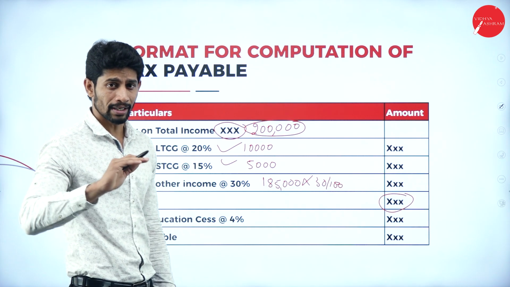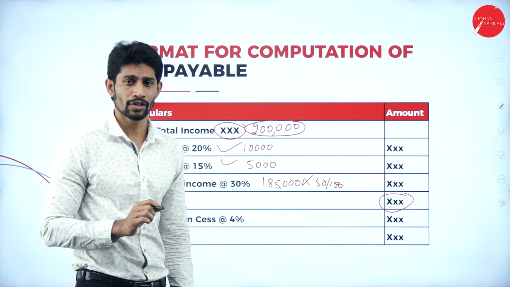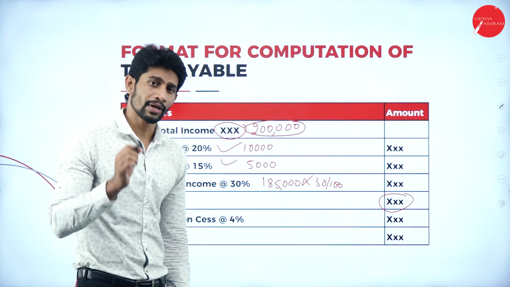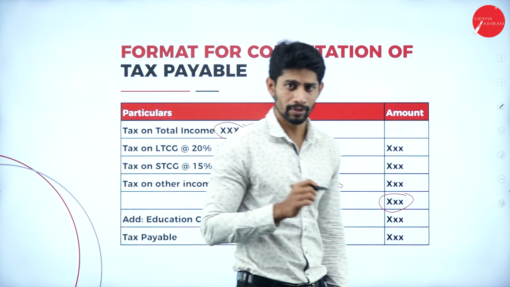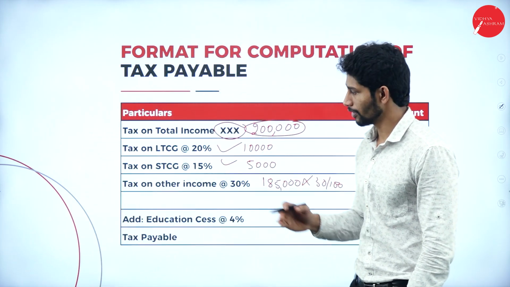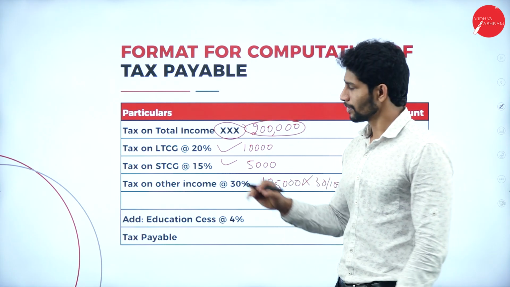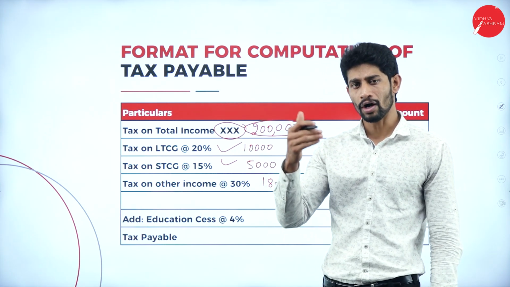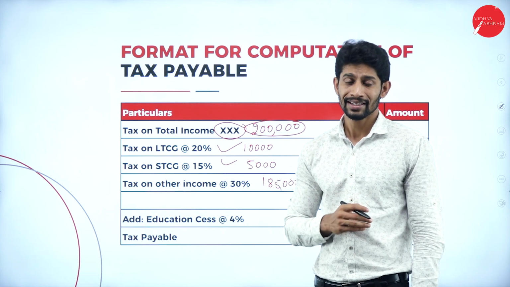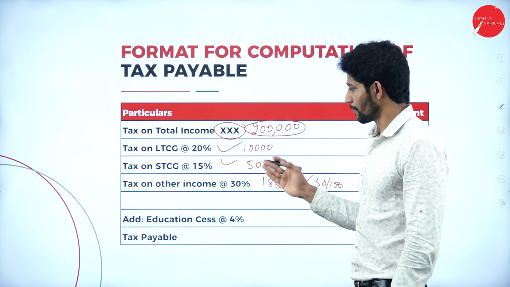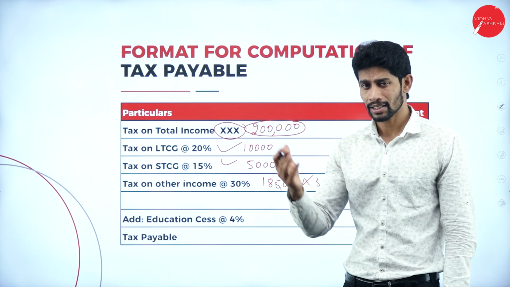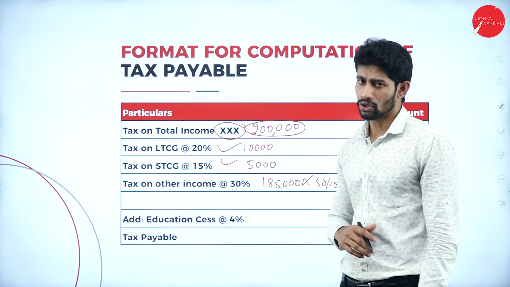It is not compulsory that you have to compute the tax on long-term capital gain. Only when you have long-term capital gain in the problem are you supposed to compute it. The same goes for short-term capital gain. If you don't have long-term and short-term capital gain in the problem, you need not compute 20% or 15%. Directly, you compute 30% on the total income.